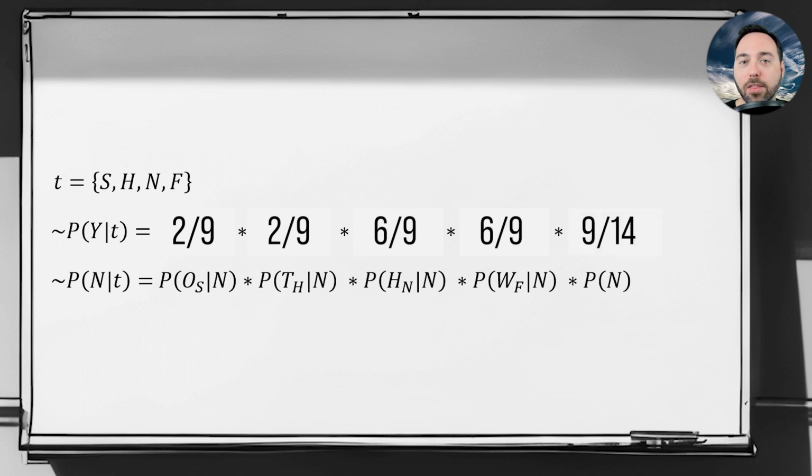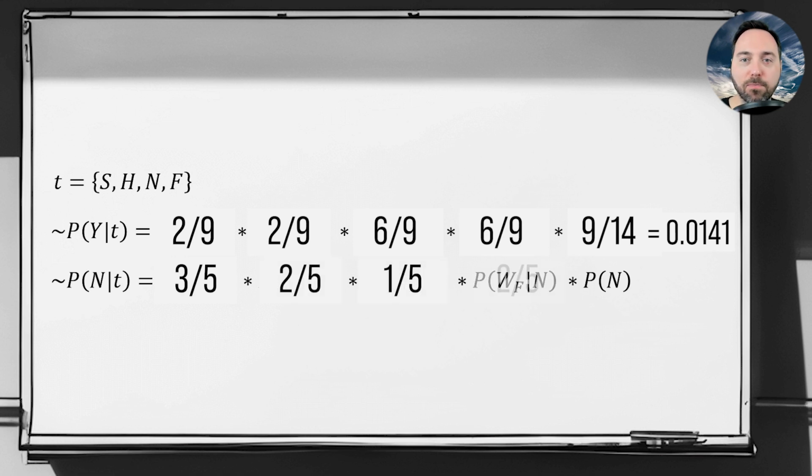Multiply all of that together and you end up with 0.0141. I'll quickly fill in the values for the no case. 3 out of 5 for a sunny outlook, 2 out of 5 for hot temperature, 1 out of 5 for normal humidity, 2 out of 5 for limited wind, and 5 out of 14 on general principle. Multiply all of that together and you end up with 0.0068.